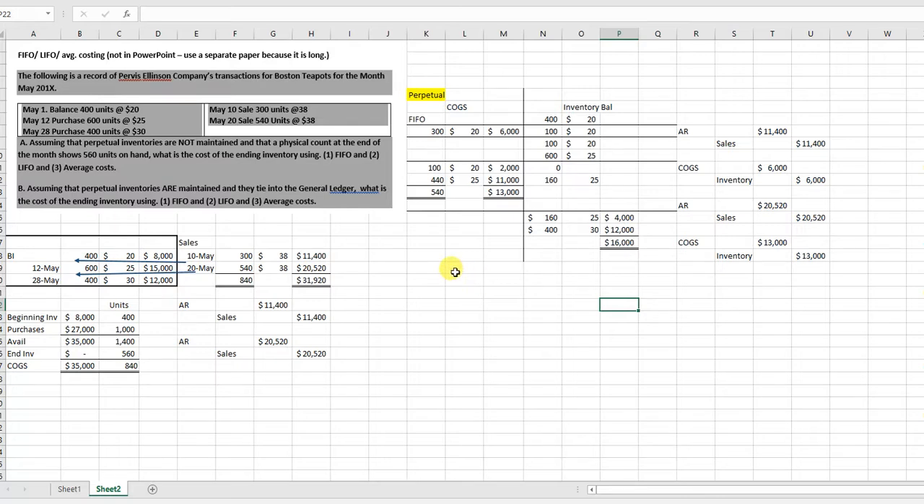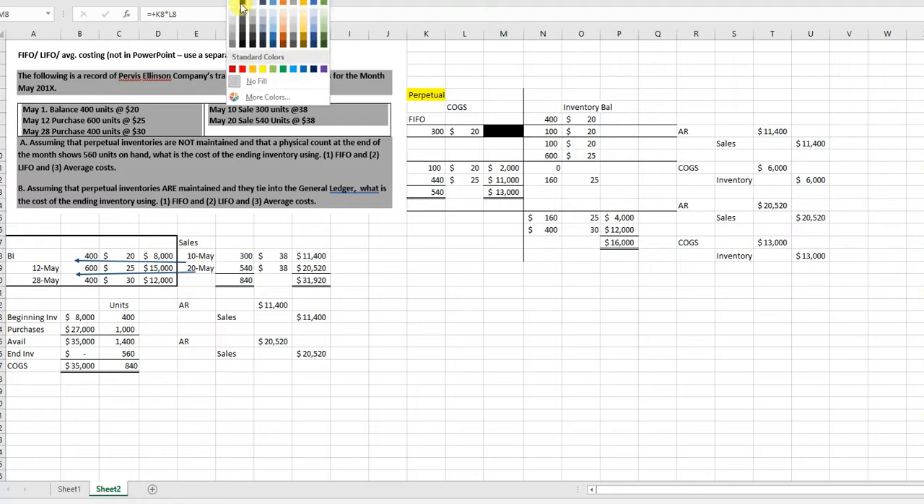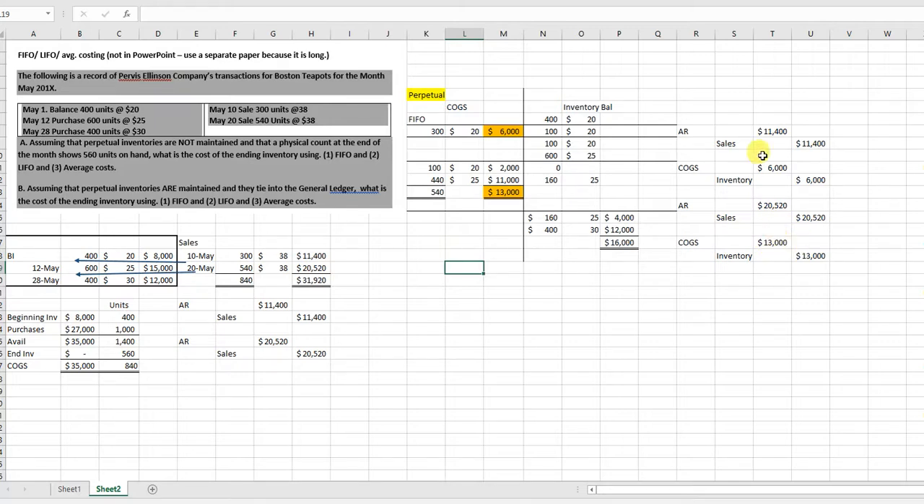My cost of goods sold for the entire time period is 6,000 and 13,000, or you can look at it in these entries. Cost of goods sold is 6,000 and 13,000. So remember, cost of goods sold is an expense that goes on the income statement. Income statement is for the year ended, so for that year or that month, I had $19,000 of cost of goods sold under FIFO. And my ending inventory is 16,000. So I'll color those because I want you to see which one's the most and the highest, the lowest, etc.